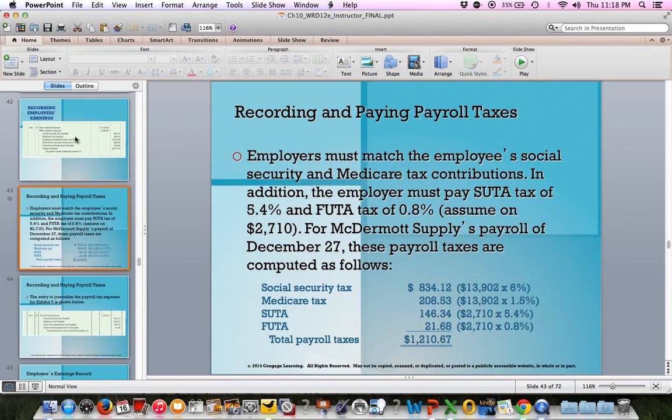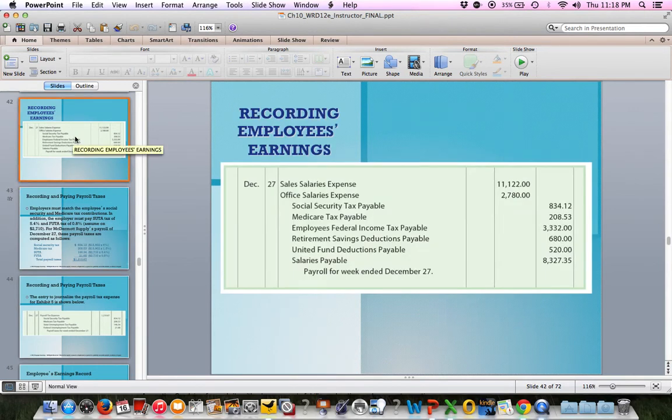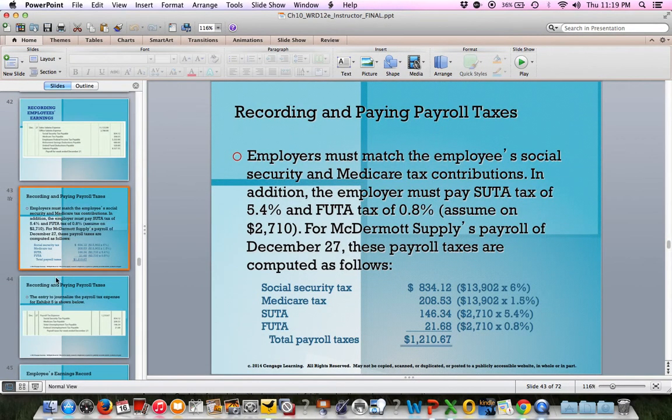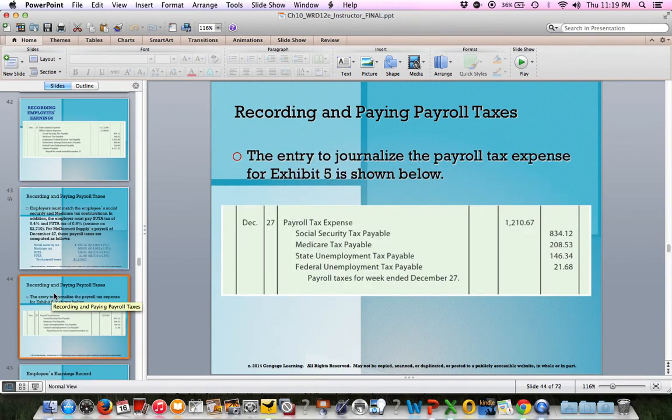The previous screen, that was just for taxes and withholdings withheld from employees that we're going to remit to somebody else. This next entry after this calculation is basically just the employer saying, because we had payroll of $1,210, we have to now pay the government 6% of that for Social Security, 1.5% for Medicare, and 5.whatever% for state unemployment, and it's 5.4% and 0.8% for federal. So state was 5.4, federal was 0.8.